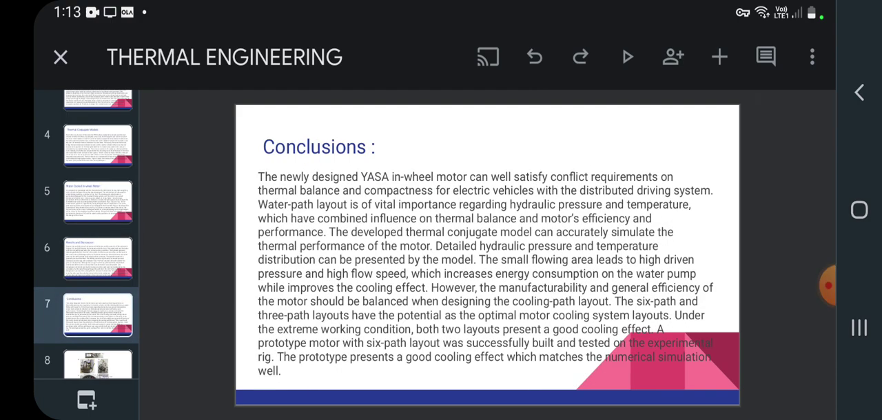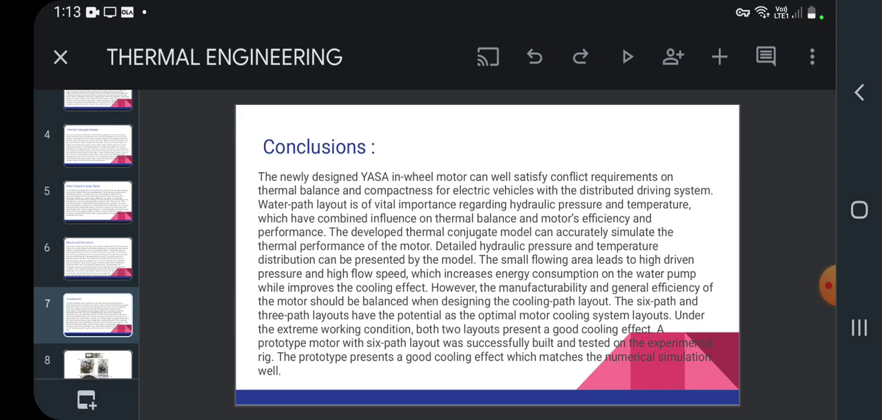Conclusion: the newly designed in-wheel motor can well satisfy the requirements on thermal balance and compliance for electric vehicles with the distributed driving system. Water path layout is of vital importance regarding the hydraulic pressure and the temperature, which have a combined influence on the thermal balance and the motor efficiency and performance. The developed thermal conjugate model can accurately simulate the thermal performance of the motor.